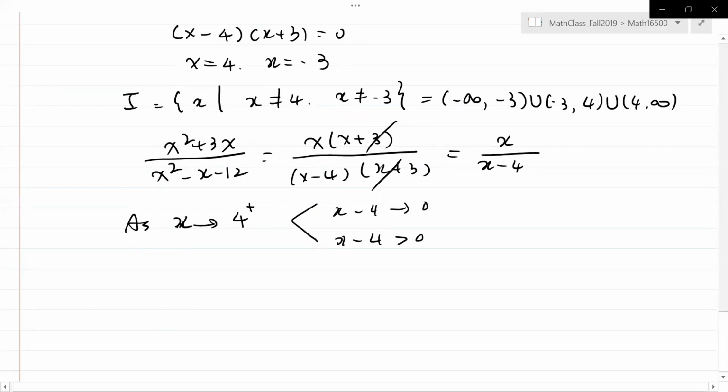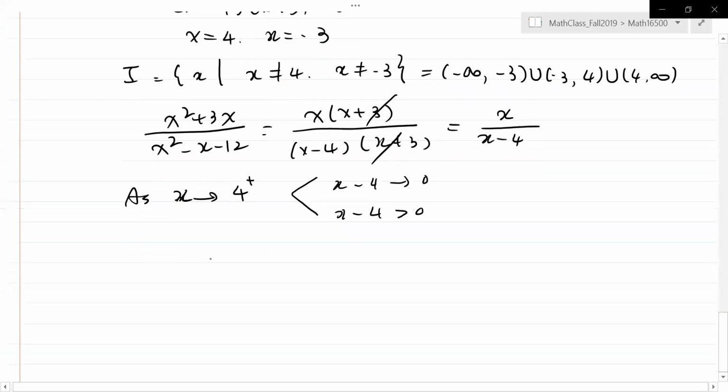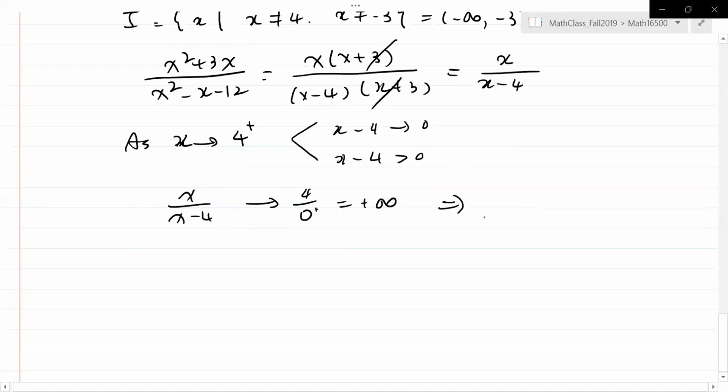So x approaches 4 from the right-hand side means x minus 4 approaches 0, with x minus 4 greater than 0. Therefore, the quotient approaches 4 over 0 plus. Okay, this is positive infinity. So therefore, the right-hand limit of this quotient, x squared plus 3x over x squared minus x minus 12, is going to be positive infinity.